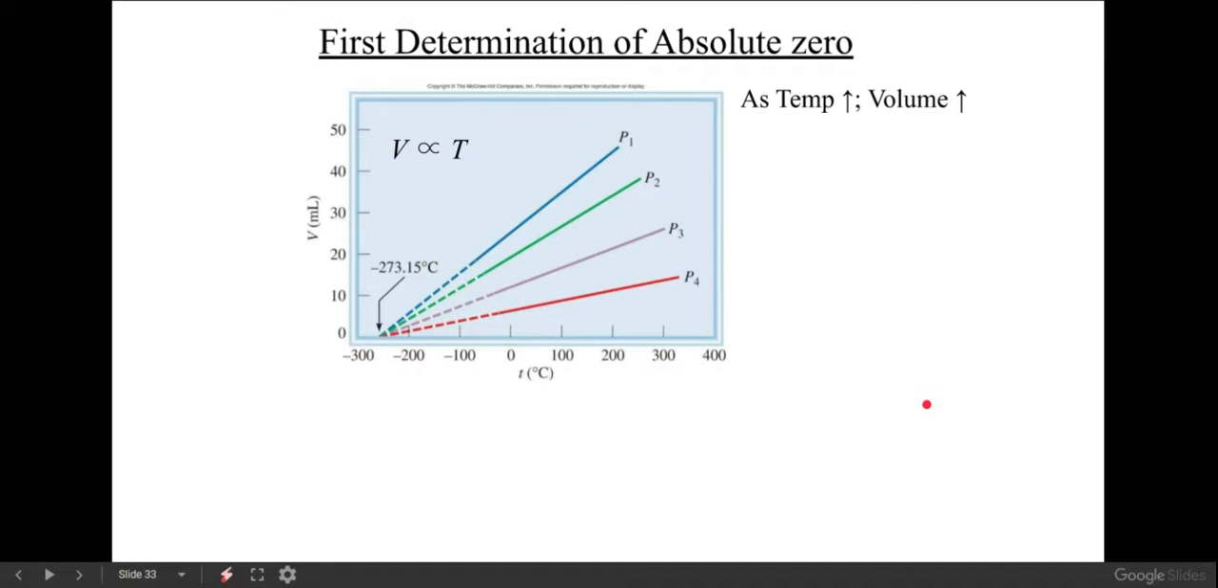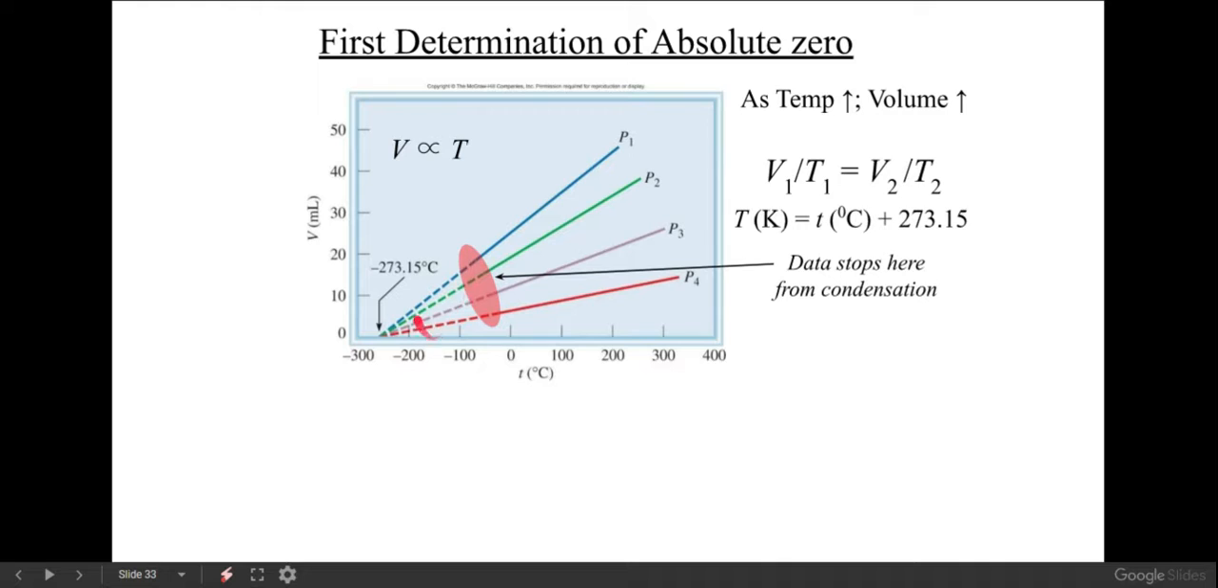It's this type of analysis of gases that led to the discovery of absolute zero. You can see on these plots, this is just showing 4 different experiments at different pressures, but they all decrease, and then there gets to be this point where it's a dotted line. You could probably guess what happens to gases when they get too cold. They condense. This is where they liquefy, and gas laws don't apply to liquids.